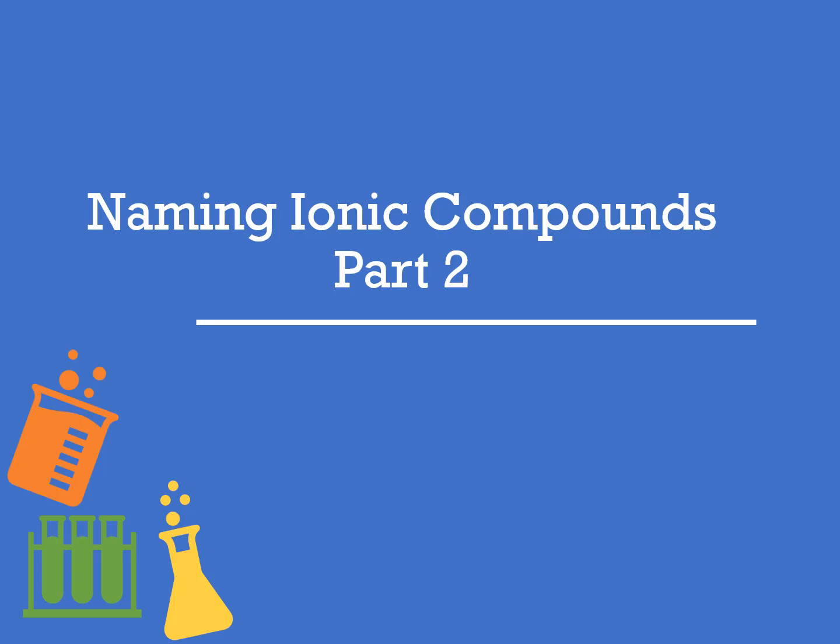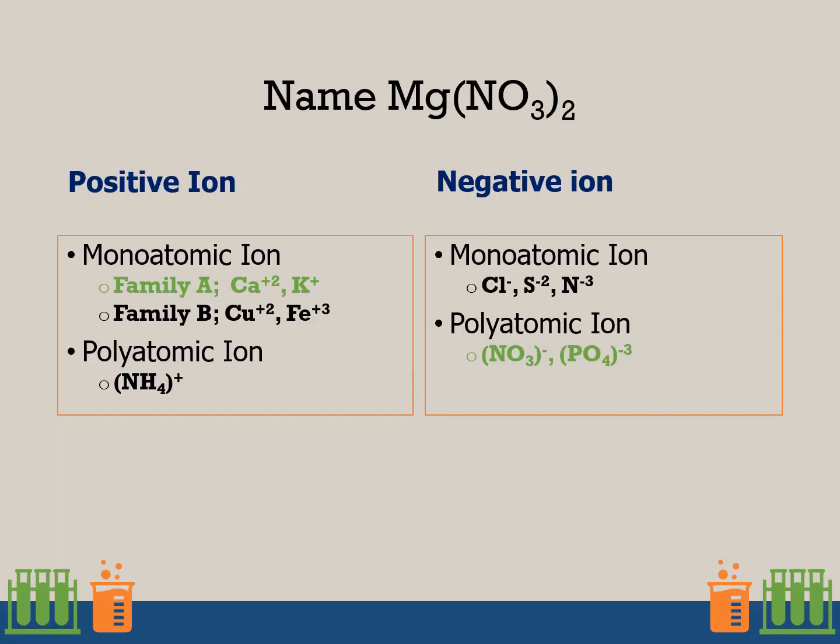This is the second video on naming ionic compounds. We're going to continue on, and now we're going to focus on the two types of negative ions we have: monatomic ions and polyatomic ions, and how to name a polyatomic ion. The example we're going to use is Mg(NO3)2. When you analyze this, magnesium is in family A, and NO3 is going to be a polyatomic ion.